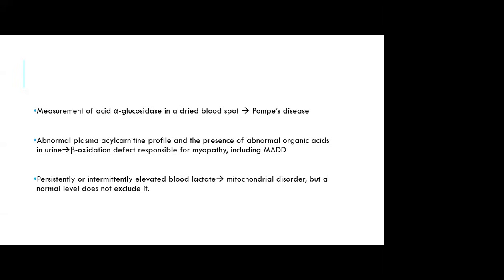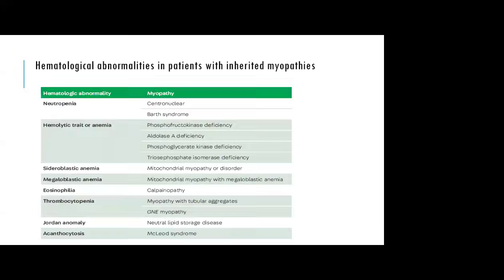Then an abnormal plasma acylcarnitine profile in the presence of abnormal organic acids in urine points towards MAD. Then persistently or intermittently elevated blood lactate levels could be part of a mitochondrial disorder, but normal levels do not exclude a mitochondrial disorder. There are certain hematological abnormalities associated with inherited myopathies.